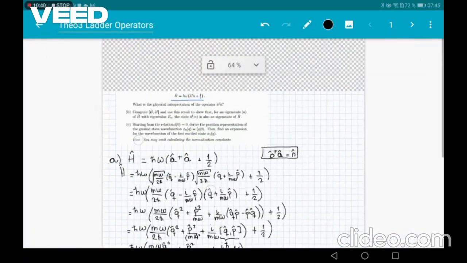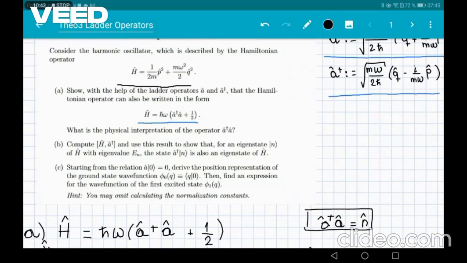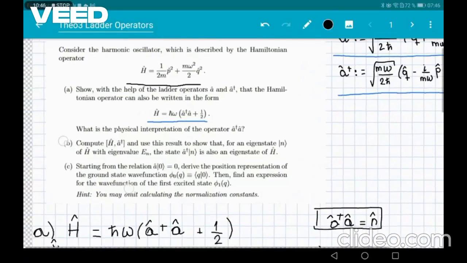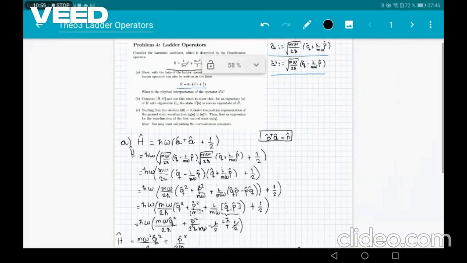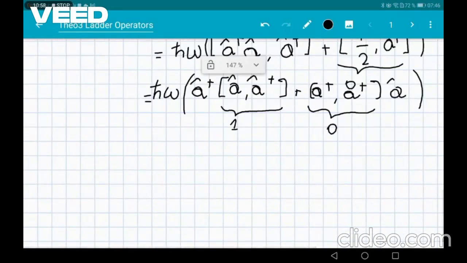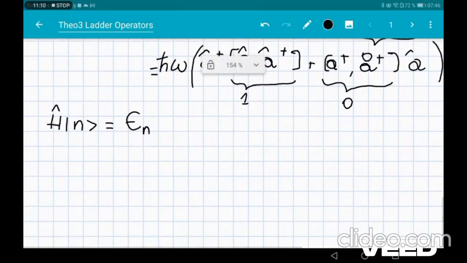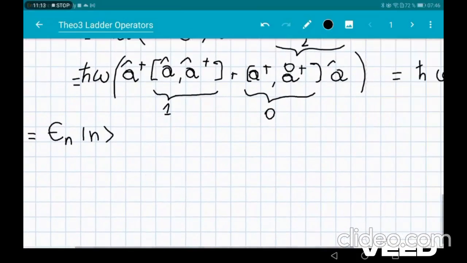We also have to show that for an eigenstate n of H with eigenvalue En, the state a dagger n is also an eigenstate of H. So when we have H working on an eigenstate n, that's just going to give us the energy eigenvalue of n, and we need to show that a dagger n is also an eigenstate.